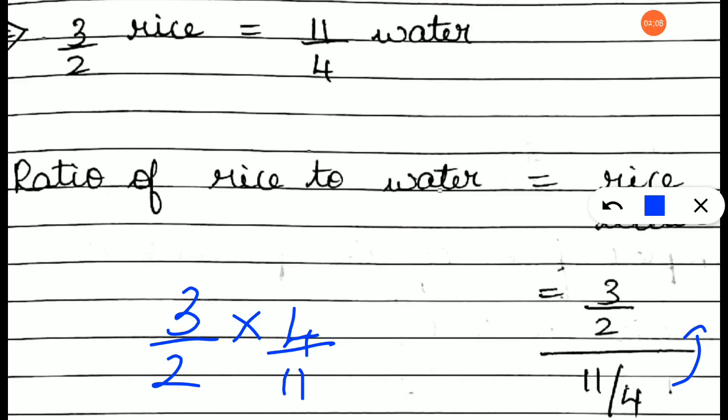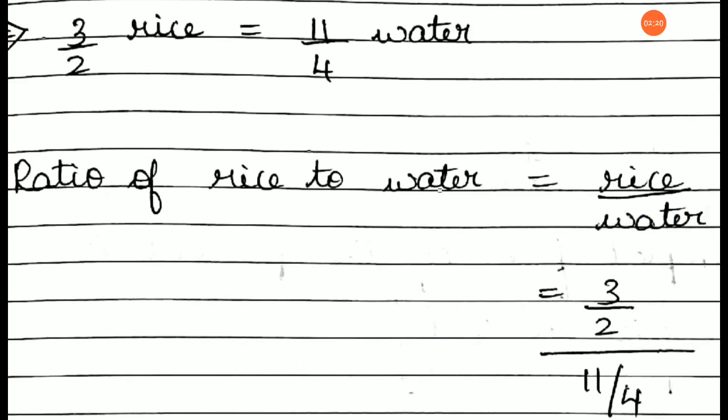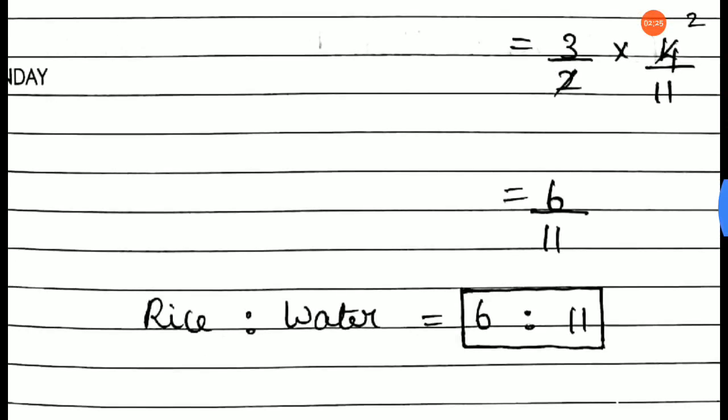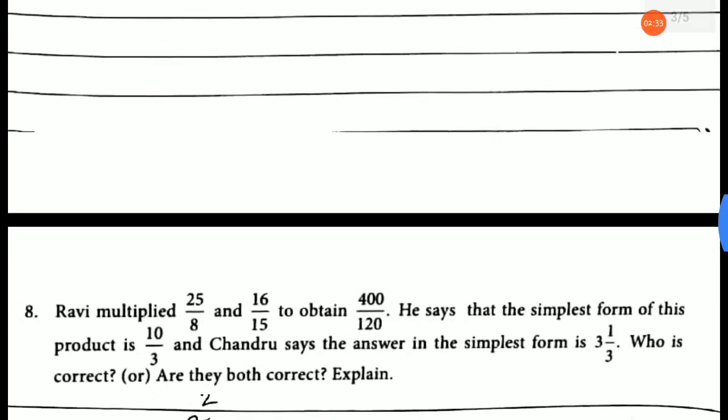Clear? And then we can cancel, right? So the final answer will be: 3 2s are 6 and 1 into 11 will give you 11. So rice by water is equal to 6/11. So when you are writing it in the form of a ratio, how will you express? 6/11 can be represented as 6 is to 11. Clear, children? Now, the next question.